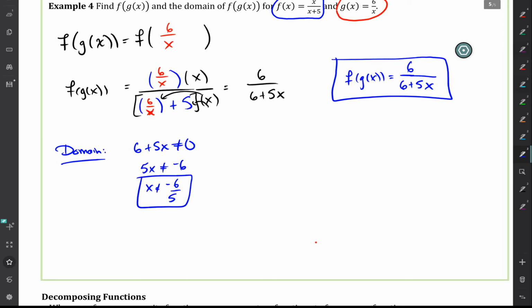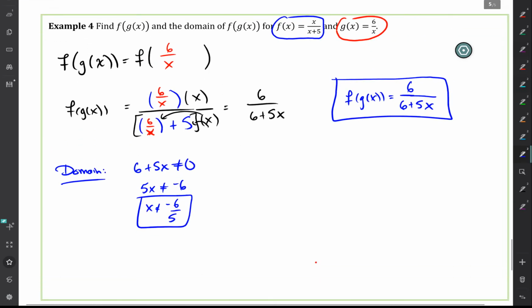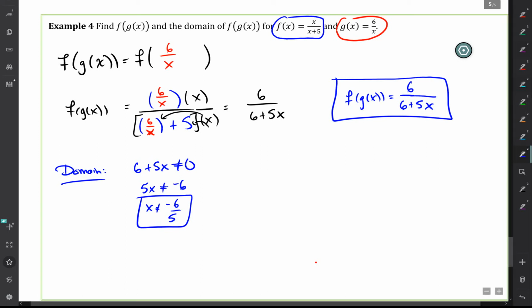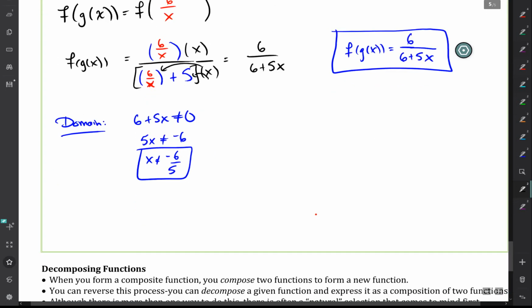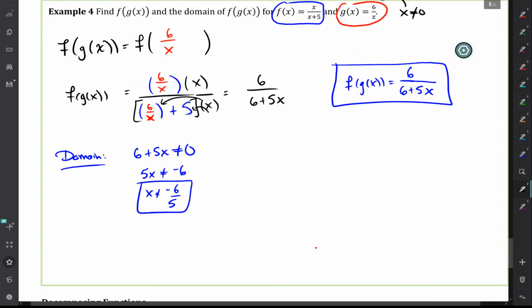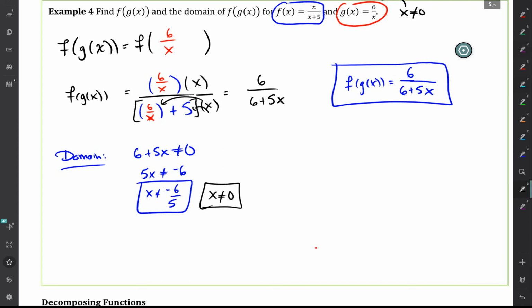and we're not done, because for g of x to have an answer, or for g of x to have an output, x cannot equal 0. So up here we should also note that x cannot be equal to 0, otherwise g of x would not have an output. So our domain is everywhere where x does not equal negative 6/5, and we also need that x cannot be equal to 0, because otherwise g of x would not have had an output, so we wouldn't have been able to evaluate f at g of x.